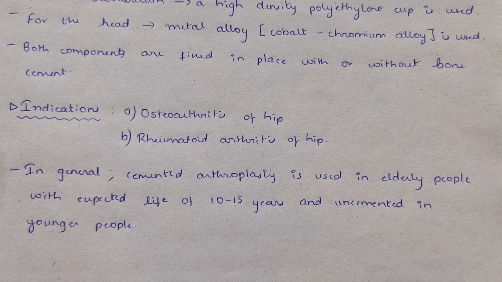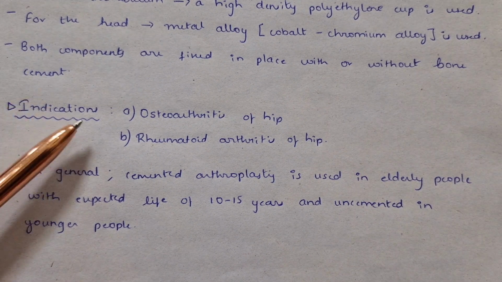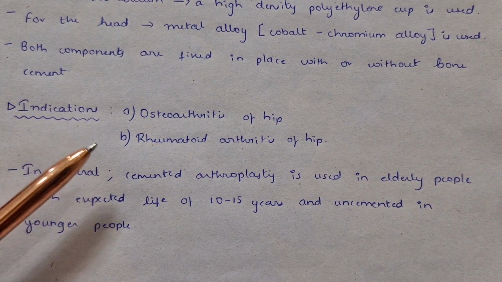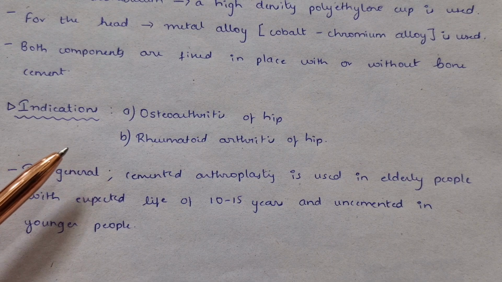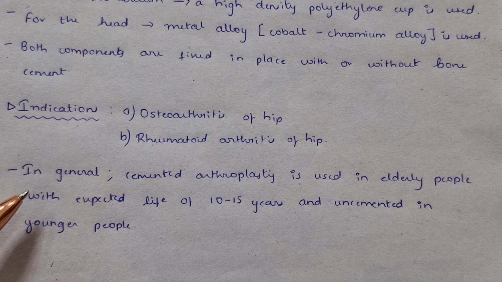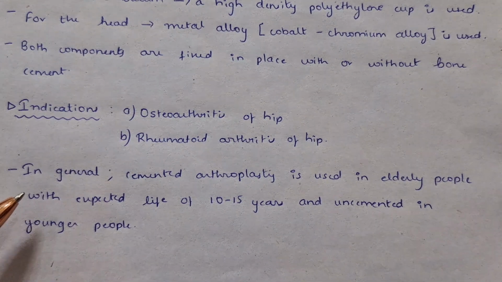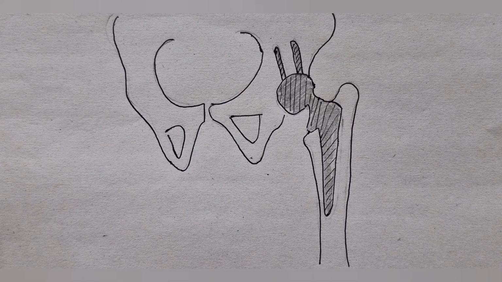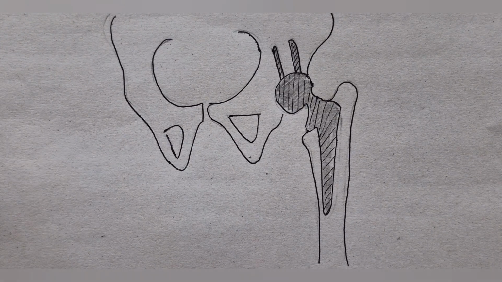Indications of total hip replacement: in case of osteoarthritis of the hip and rheumatoid arthritis of the hip. In general, cemented arthroplasty is used in elderly people with expected lifespan of 10 to 15 years, and uncemented is used in younger people. This is a diagram of unilateral total hip replacement.